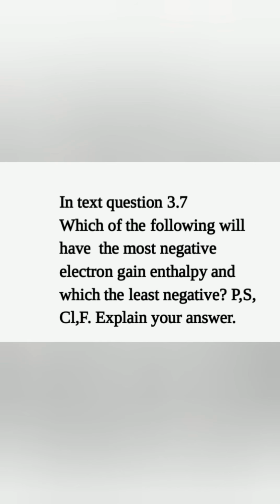Then we have one question in textbook question 3.7. Which of the following will have the most negative electron gain enthalpy and which has the least? We have studied that when moving across a period, electron gain enthalpy becomes more negative. In a group, it becomes less negative. As I said, chlorine has the highest value and phosphorus will have the least electron gain enthalpy value. So try to solve the problem.